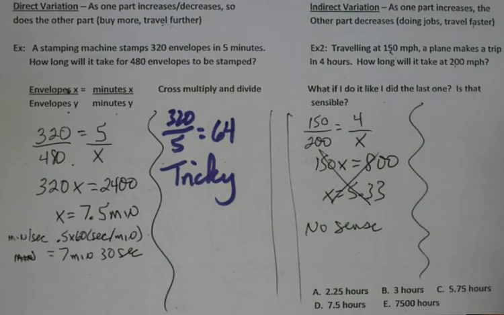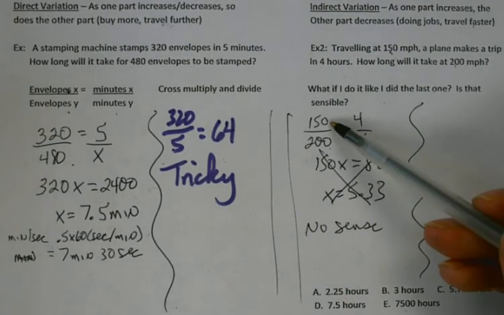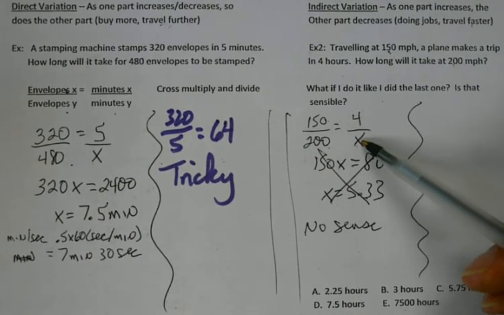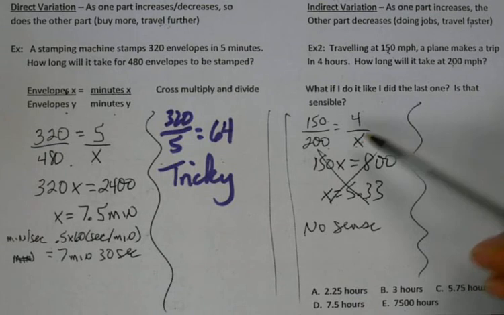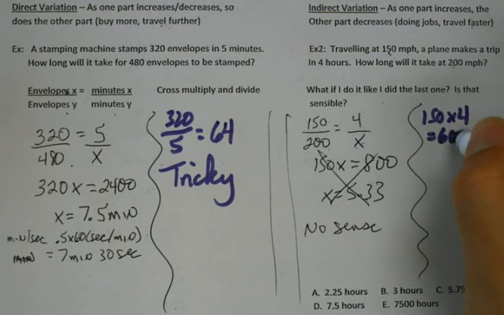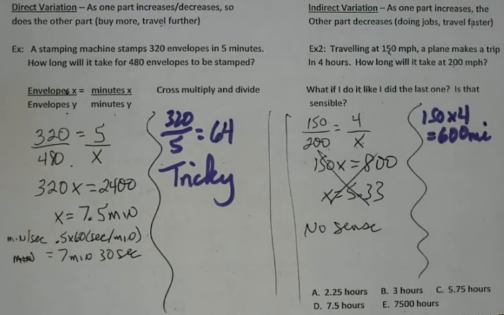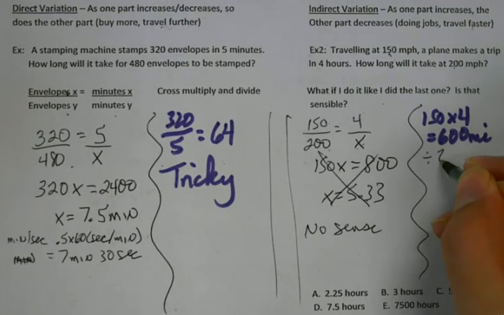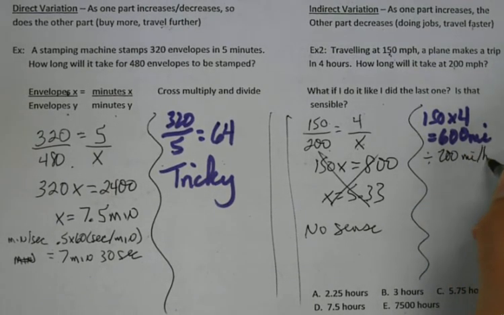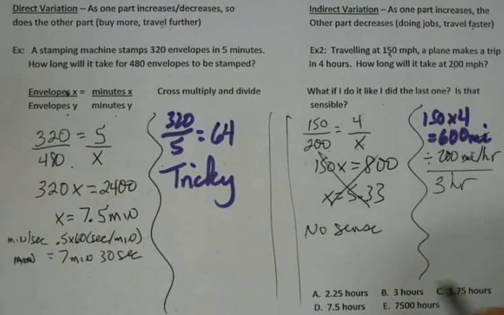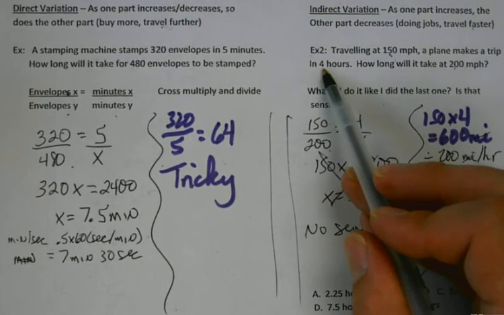And the reason that is, this is an indirect variation. If I were to do a fraction like this, I'd have to flip the second fraction over to get things aligned correctly. Too many things to think about, too many things to get worried about. Let's make this easy. If I'm going 150 miles per hour for 4 hours, I have traveled 600 miles. That's my trip. So, if I'm going 200 miles per hour, the miles will cancel. 600 divided by 200 is 3 hours, which is one of my answers, and it's shorter than this.